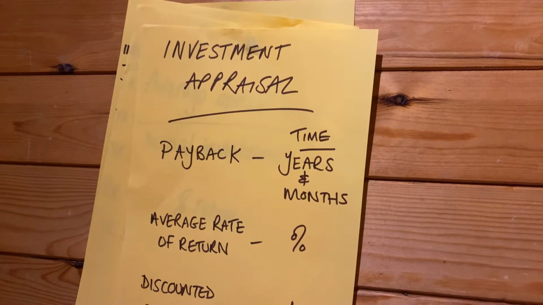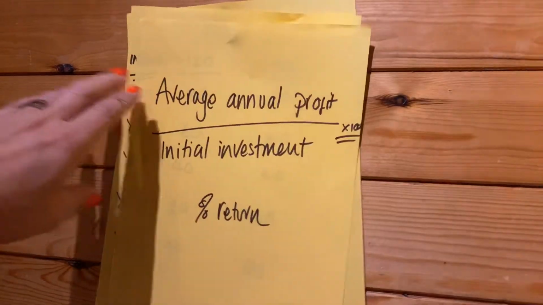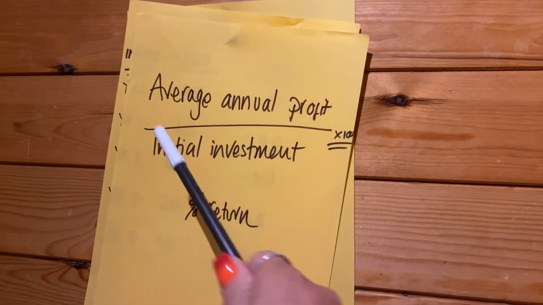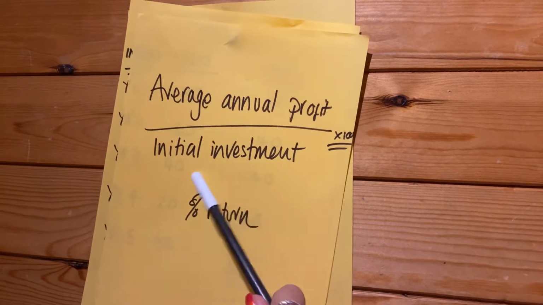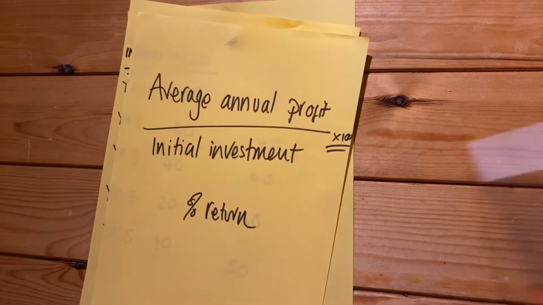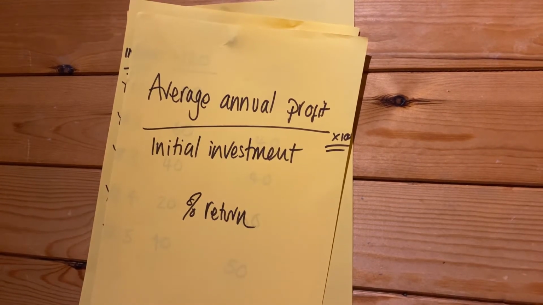Okay, so for this one, you need a formula. I should have written this the other way around, but it's late. Average annual profit divided by initial investment times 100, because obviously we want a percentage. So please write that out in your notes. And if you're slower than that, you'll have to pause it. So again: average annual profit divided by initial investment times 100.